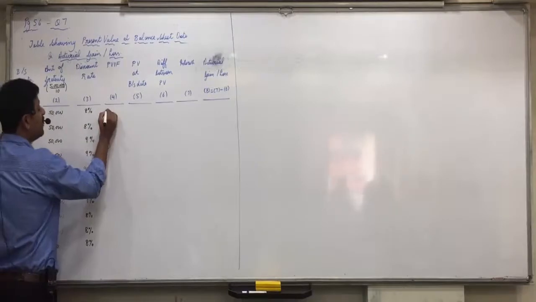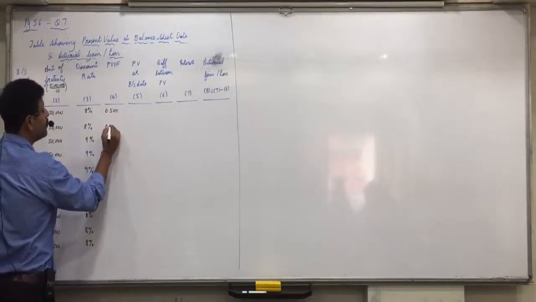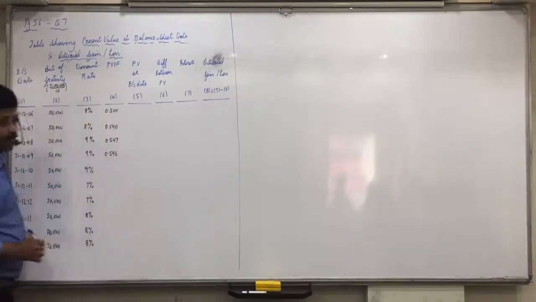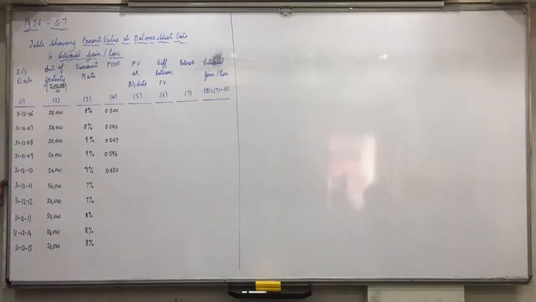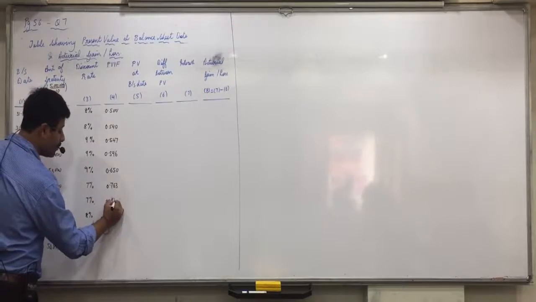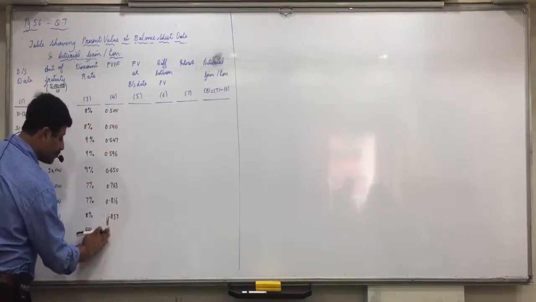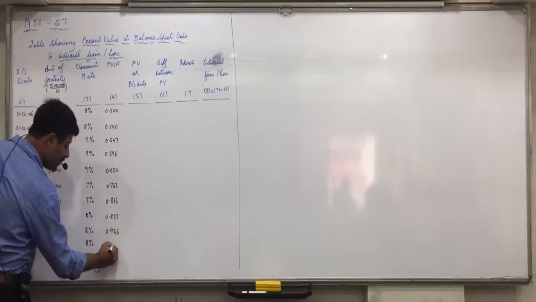So now 0.500, then 0.540, 0.547. This all you will directly get from the tables, and in exams if they don't provide you the tables, they directly give you the factors. 0.596, 0.650, 0.763, 0.816, 0.857, 0.926 and 1.